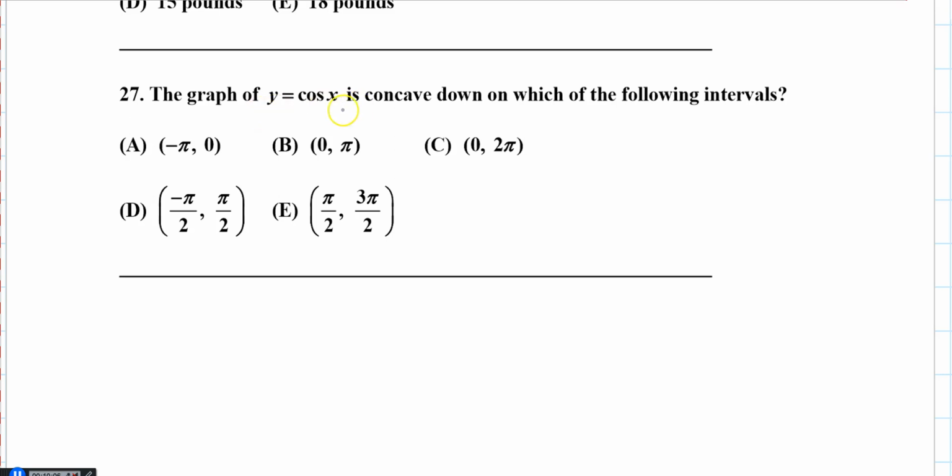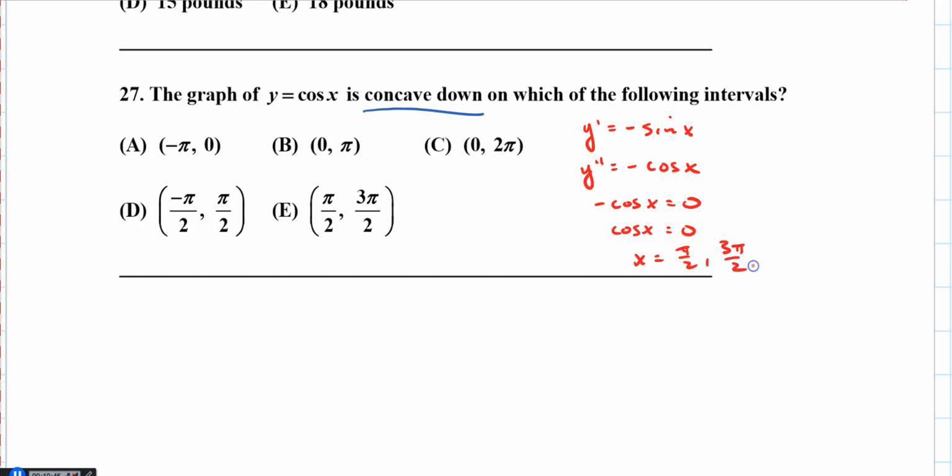The graph of y equals cosine of x is concave down on which of the following intervals? So concavity, we have to use the second derivative. So we are going to find y prime, which is negative sine of x. Then we're going to find y double prime, which is negative cosine of x. And we're going to set that negative cosine of x equal to 0. That means cosine of x equals 0, so x is going to be equal to pi halves and 3 pi halves, because cosine is 0 at those values.